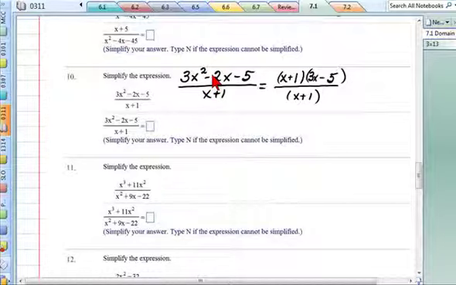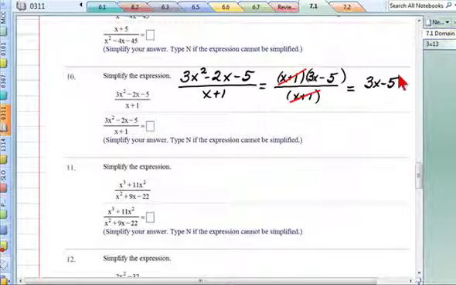Was the problem rigged? Yes, and I don't see any reason to keep that a big secret. The x plus 1's divide out. Lots of times you can anticipate a particular factor to show up. So what am I left with? I'm left with 3x minus 5.